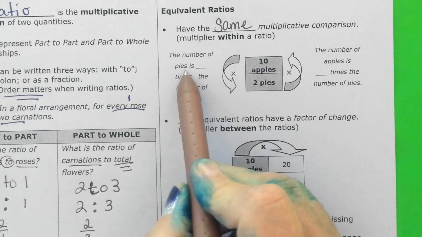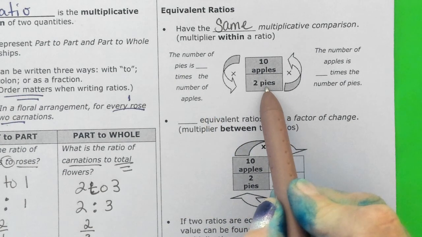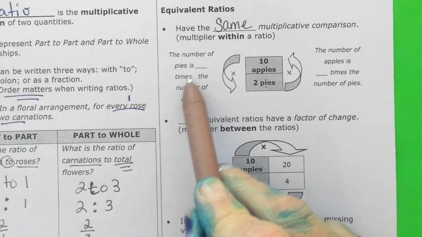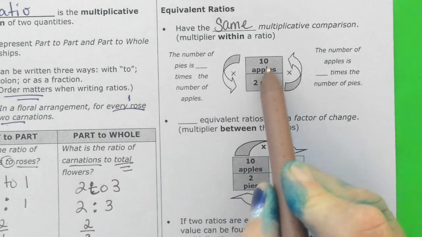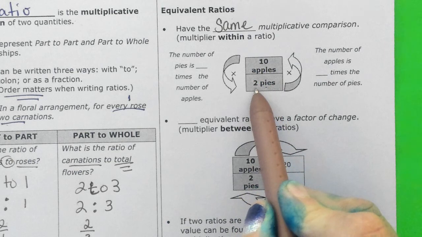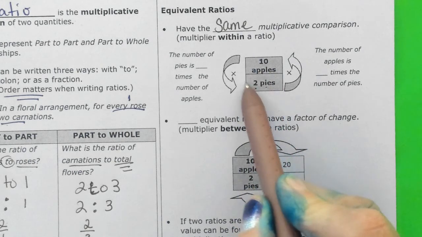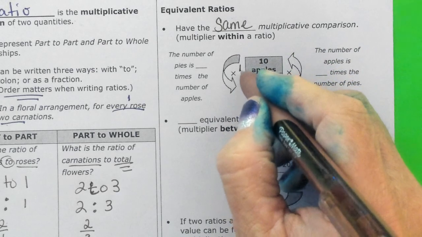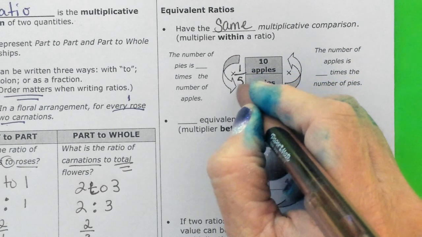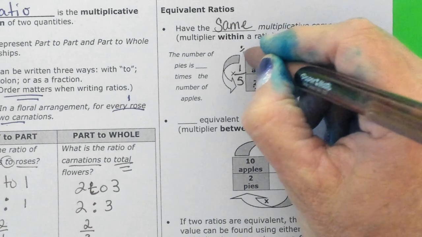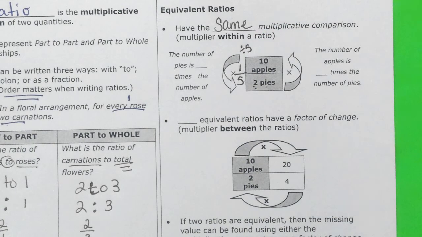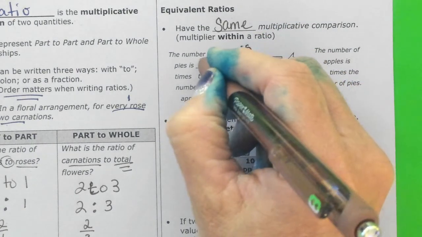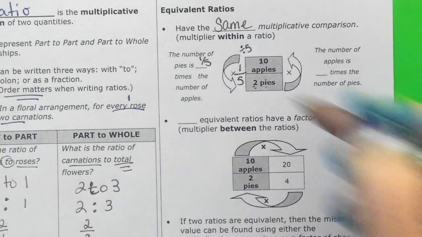The number of pies down here, that number is 2, is how many times the number of apples. So if I'm going from 10 down to 2, that's like divide by 5. But in multiplicative form, that would be times the fraction 1/5. 1/5 and divide by 5 mean the same thing. So this is 1/5 times the number of apples.